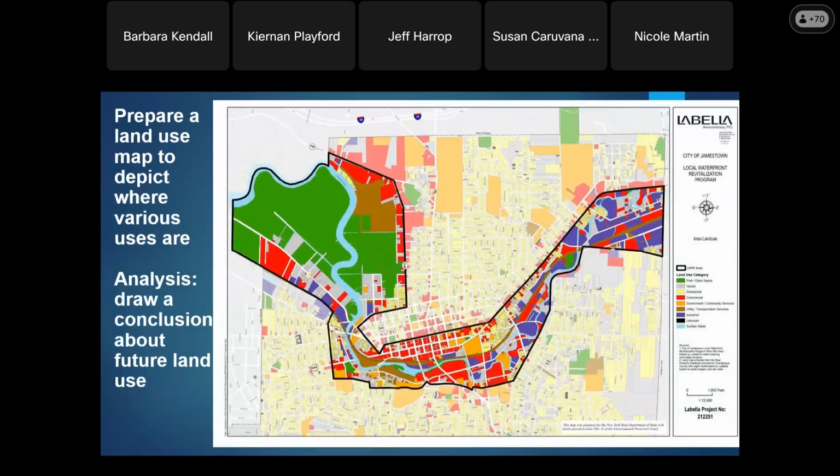This slide depicts a land use map. A land use map is required, but it also shows recreation, public access, deteriorated areas, and abandoned sites. On this slide is an existing land use map that was prepared for the city of Jamestown, LWRP. The inventory analysis should look closely at the map along with the data collected about the different land uses and draw a conclusion about future land use.